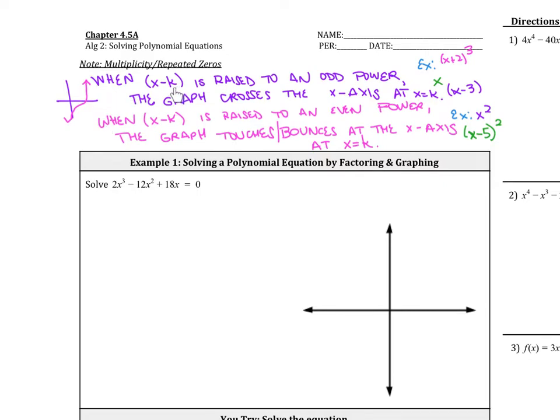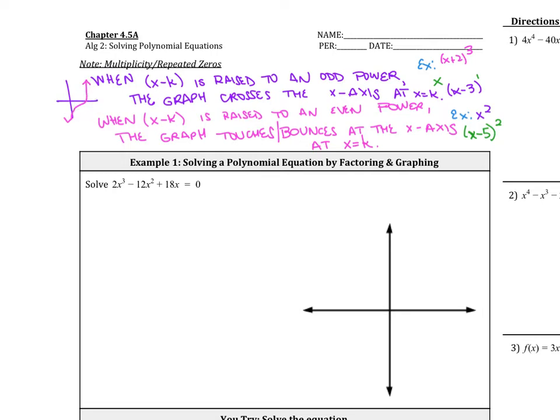When x minus k is raised to an odd power, the graph crosses the x-axis at x equals k, or at that zero. So an example of something raised to an odd power is x plus 2 to the third power, or just x. X is raised to the first power, which is an odd power, right? X minus 3 is also raised to an odd power, that's just to the power of 1, so it's odd. So what we're saying is at x equals 3, for example, it would pass through the x-axis. It crosses the x-axis.